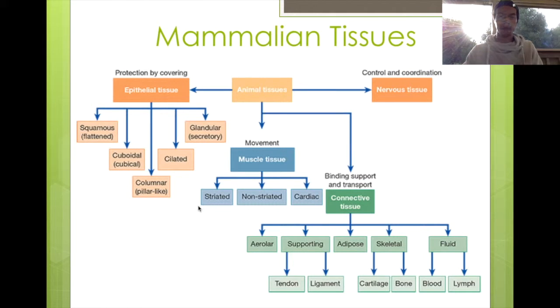Okay, here is just a graph showing all of the different types that you've got, which I'm not going to go into too much detail for, but you can see it's divided into epithelial, nervous, muscle for movement, connective tissue also for movement, and so forth.